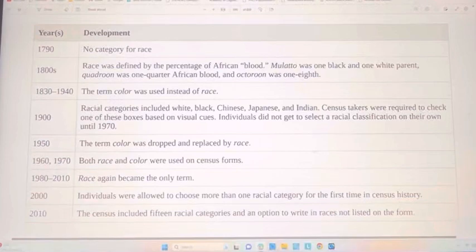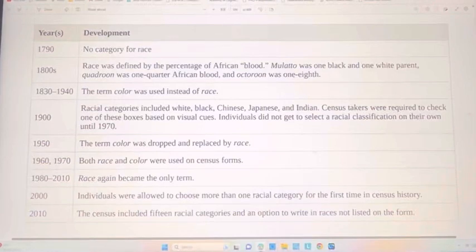1790, no categories for race. 1800s, race was defined by the percentage of African blood. Mulatto was one black and one white parent. Quadroon was one-quarter African blood, and octoroon was one-eighth.